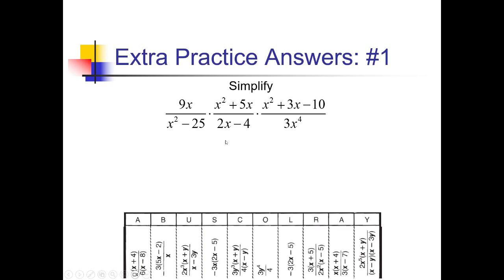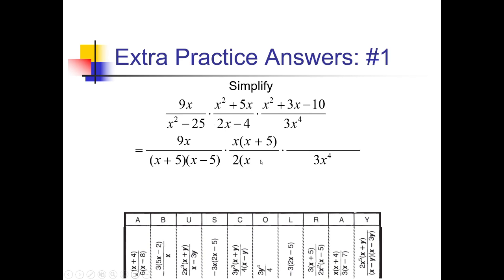So going through here and seeing what I can factor, the 9x and the 3x to the 4th, I can just leave those where they are. But for everything else, the x squared minus 25, that's 2 perfect squares with a minus, so I can square root that and do a plus minus parentheses. So x plus 5 and x minus 5. Next up, x squared plus 5x, I can factor an x out of those. That's going to leave me with x plus 5. And for 2x minus 4, I can take a 2 out of those. That leaves me with an x minus 2.